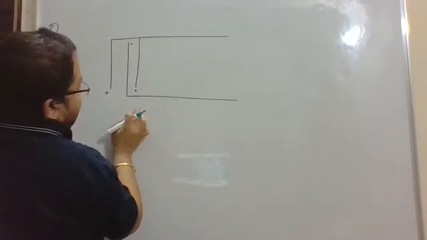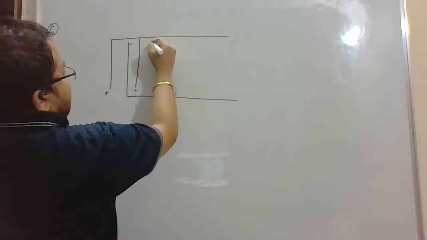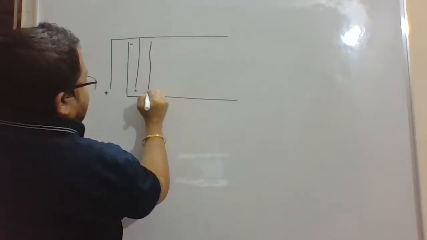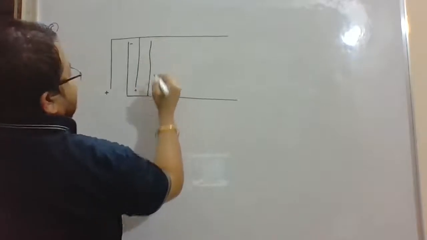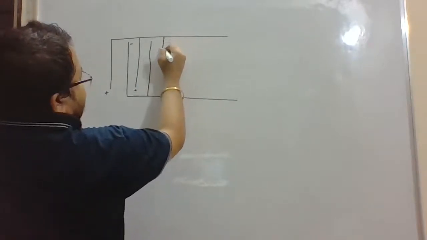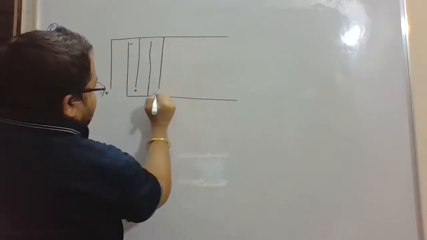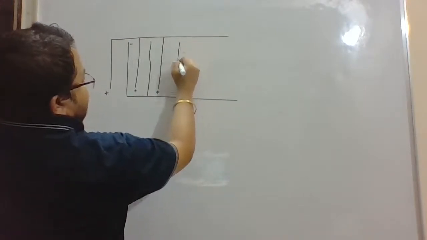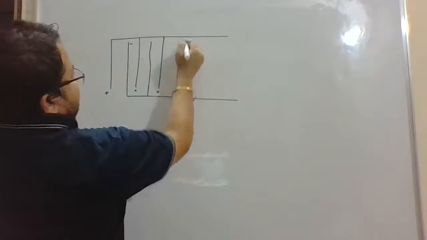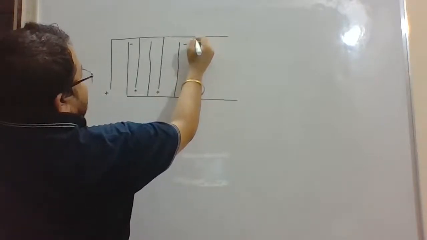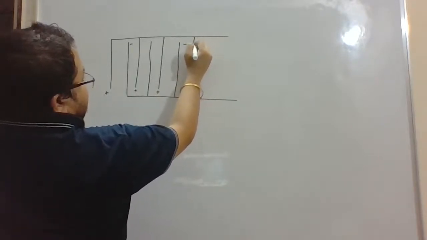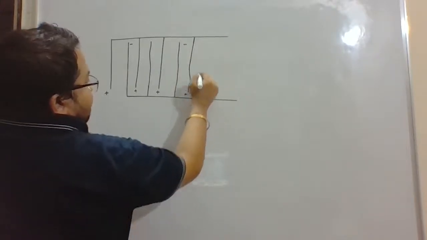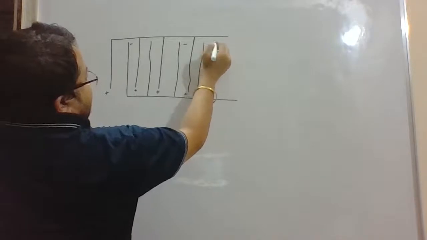Obviously, they would form a parallel plate capacitor, right? So here you have another negative plate, which is connected to this. You have another positive plate connected to this. You have another negative plate connected to this. You have another positive plate connected to this. You have another negative plate connected to this.